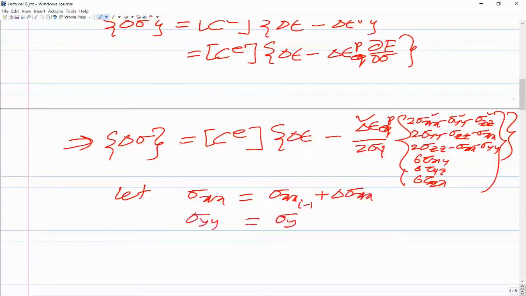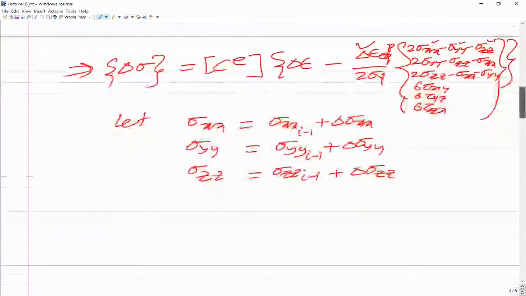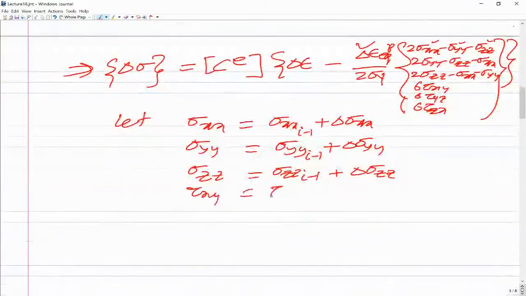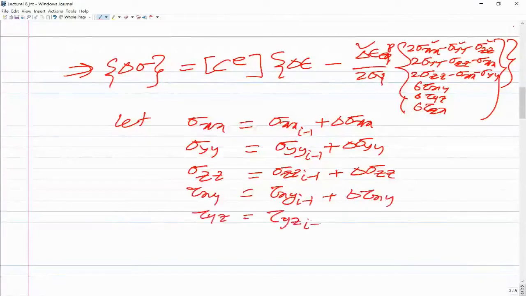So sigma yy can be written as sigma yy at i minus 1 plus delta sigma yy. Sigma zz is the same thing: sigma zz at i minus 1 plus delta sigma zz. You can write all the components like that. Tau xy is equal to tau xy in the previous iteration plus delta tau xy. Tau yz is equal to tau yz in the previous iteration plus delta tau yz, and tau zx will be equal to tau zx at the previous iteration plus delta tau zx.